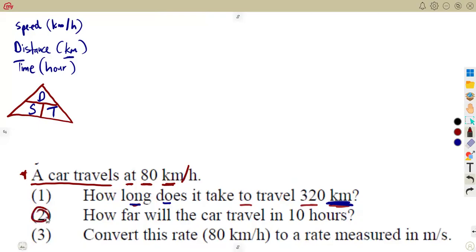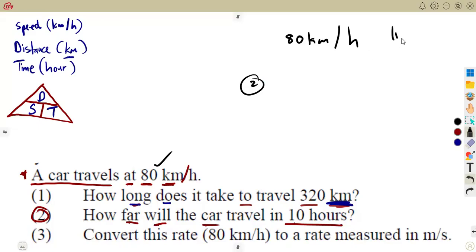What about number 2? How far will the car travel in 10 hours? So you can even relate back to where we are from. Remember, we're saying 80 kilometers per hour. Every hour, you cover 80 kilometers, guys. Each and every hour, you have covered 80 kilometers. What about in 10 hours?